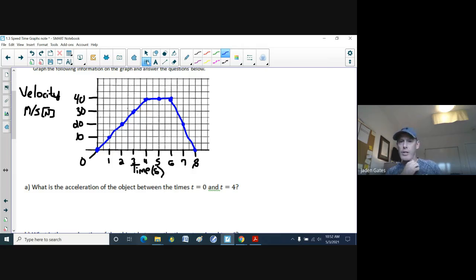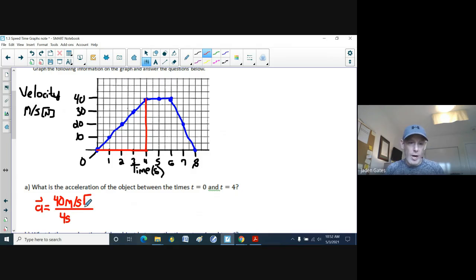So again, because this is a velocity time graph, we can find the acceleration by finding the slope. We're going to look at the rise over the run. If we're going from 0 to 4, there's our run. That's going to go down the bottom, and we've covered 4 seconds with that run. Now the rise, we go up. How far did it go up? Well, we started at 0 and we go up and across, and we've gone up 40 meters per second.